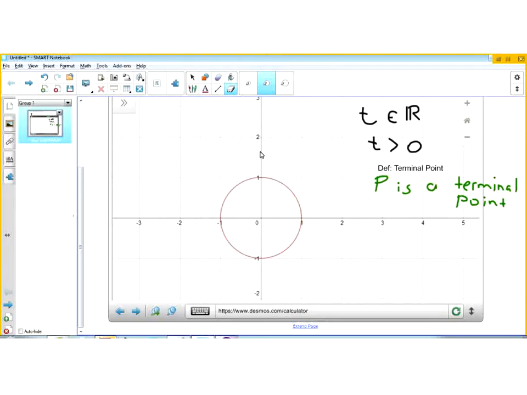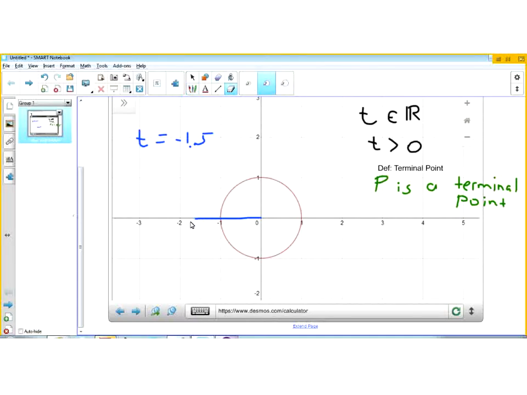All right, so let's say t is negative 1.5. So suppose t is equal to negative 1.5. So on the x-axis, a linear distance of negative 1.5 would be like this, drawn like this. Okay, so that distance is 1.5.